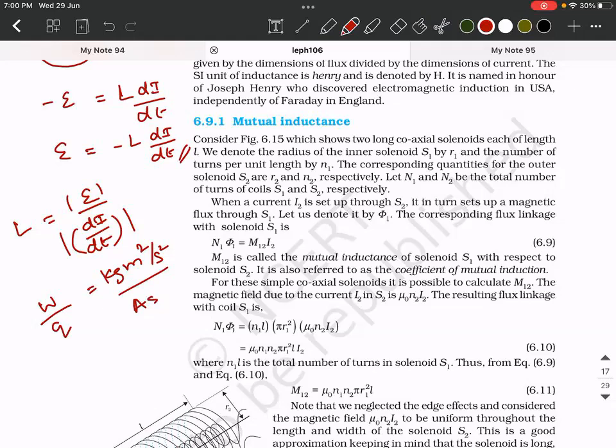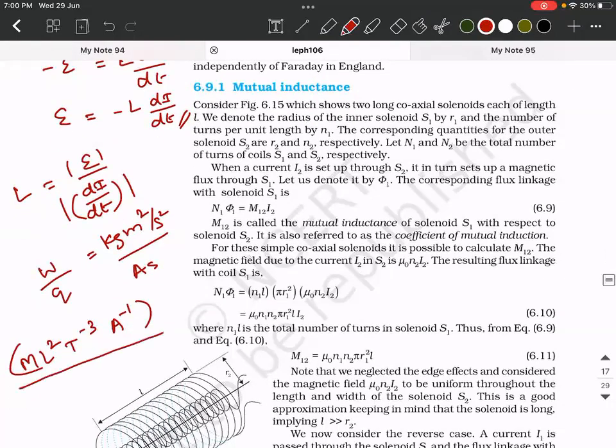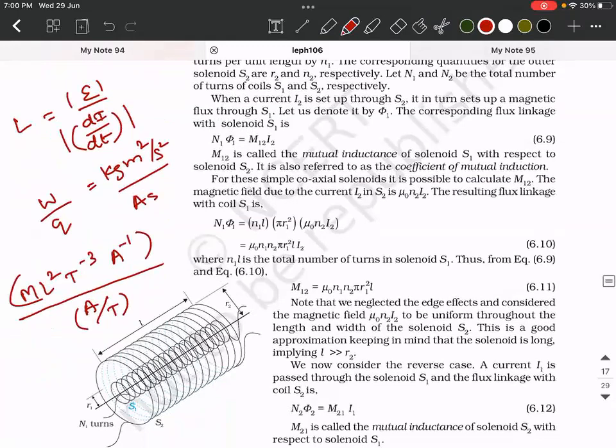If you convert it to dimensional formula, then what will happen? M L square T minus 3 A minus 1. This is the dimensional formula of EMF. Divided by the dimensional formula of current, which is A divided by time. So take it to the numerator. What will happen? M L square T minus 2 A minus 2.